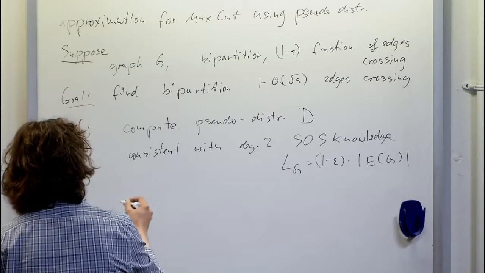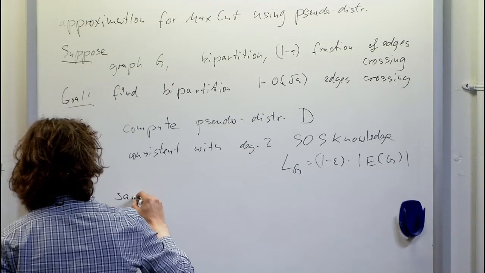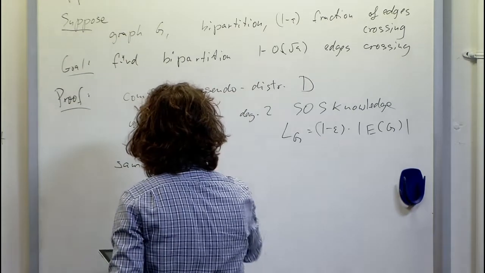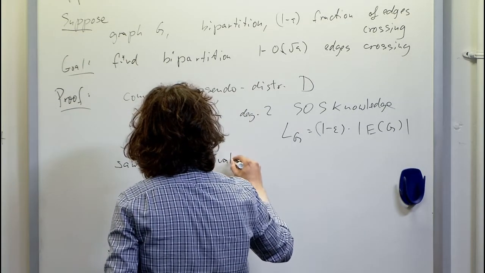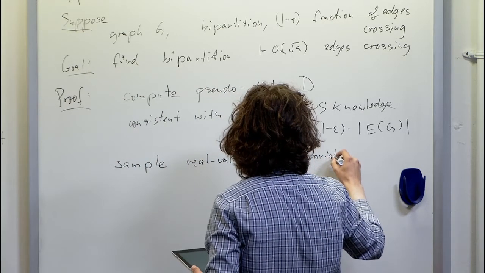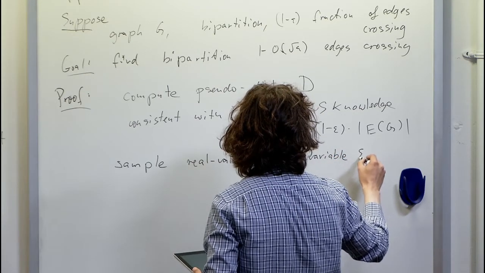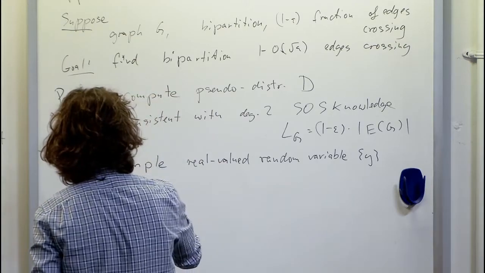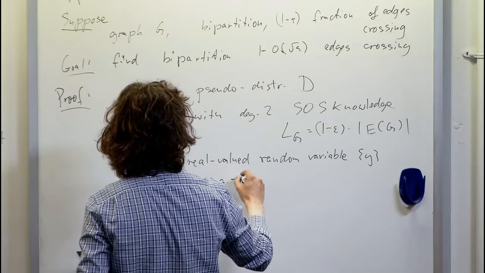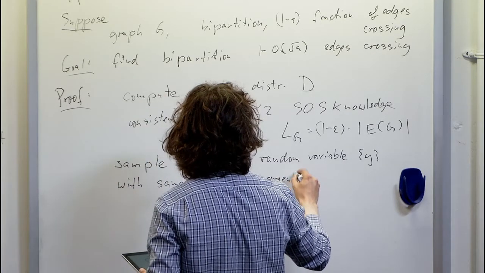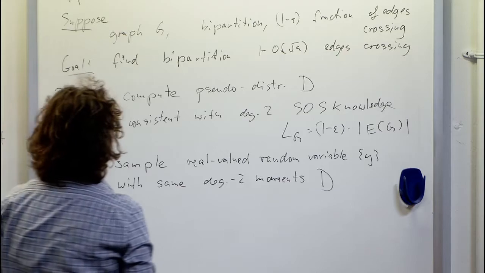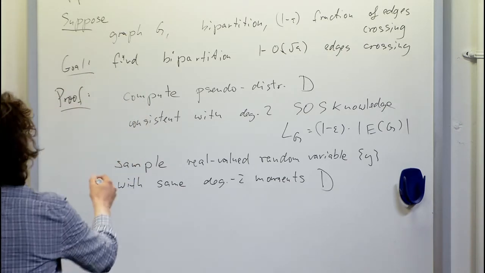And the way we can do this is, I will explain why these steps work in a second. We sample a Gaussian, we sample some real valued random variable, let's call it y, that has the same degree 2 moments as the pseudo distribution D. Okay. And then we will just output.